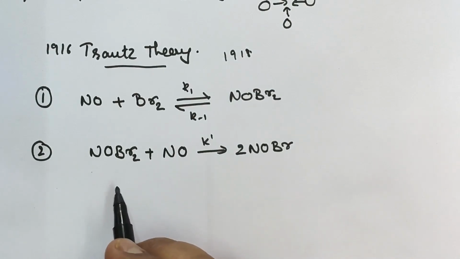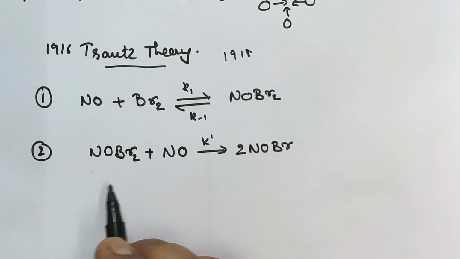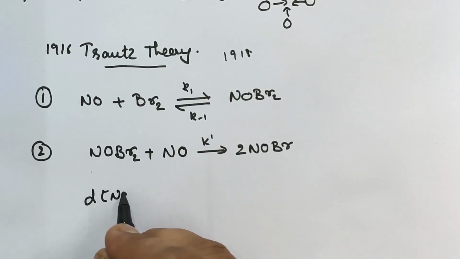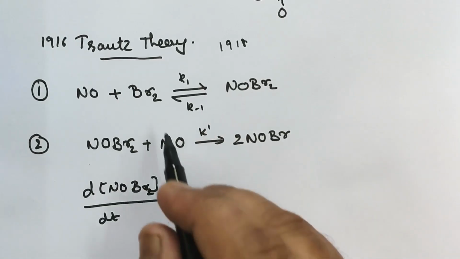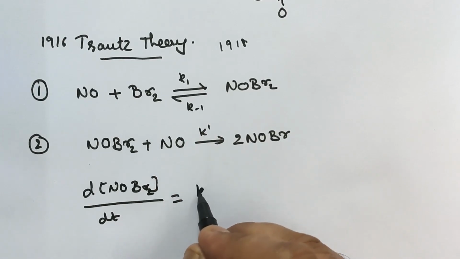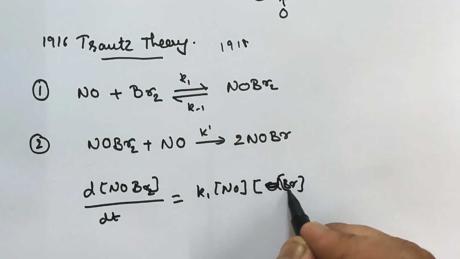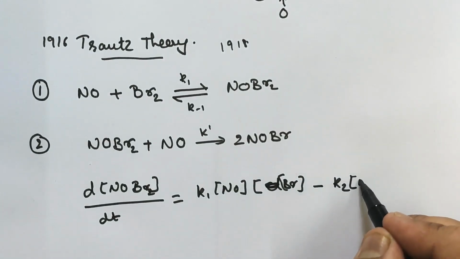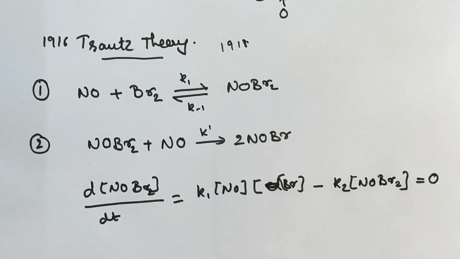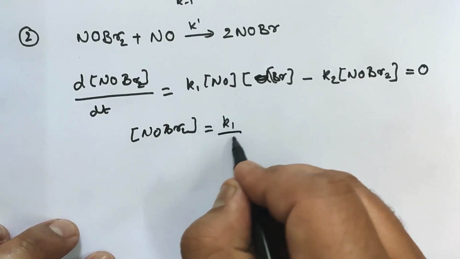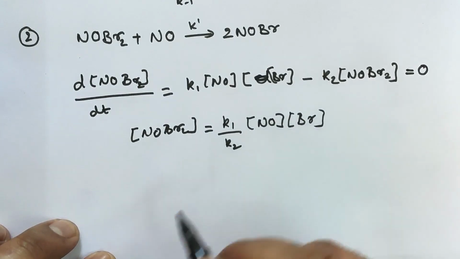In order to find out the concentration of NOBr2, we can write that the rate of formation of NOBr2 is equal to K1 into concentration of NO into concentration of Br2, minus K-1 into concentration of NOBr2, and that will be equal to 0. So we can rearrange this as the concentration of NOBr2 is equal to K1 upon K-1 into NO into Br2.